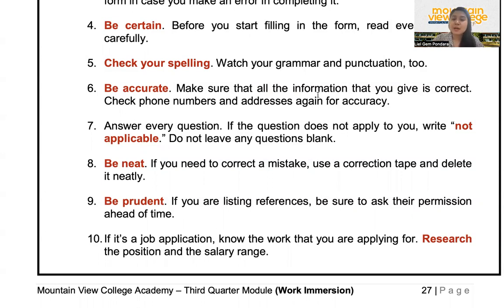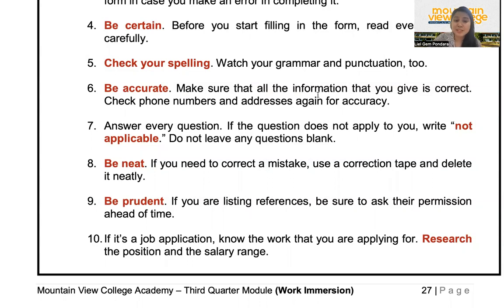Number 9, be prudent. If you're listing references, be sure to ask their permission ahead of time. Here's one concern, because in most of the application forms, you're asking for reference. What's a reference? It is someone who can vouch for you. It's someone who can attest that you are really doing good and you're capable of doing the abilities and the skills that you have mentioned. So before listing them, be sure to ask permission, because in the list of references, it's not only their names, but you also need to place the contact number in case the person receiving your application form needs to do verification.